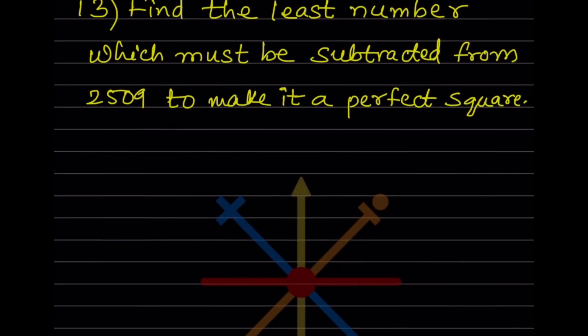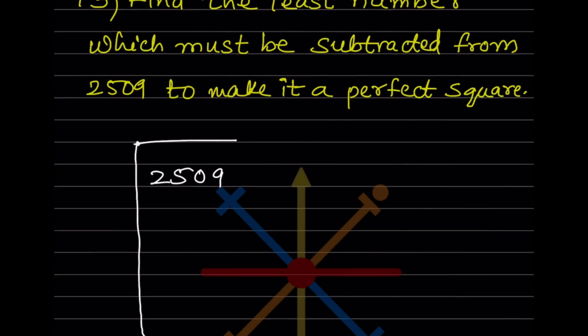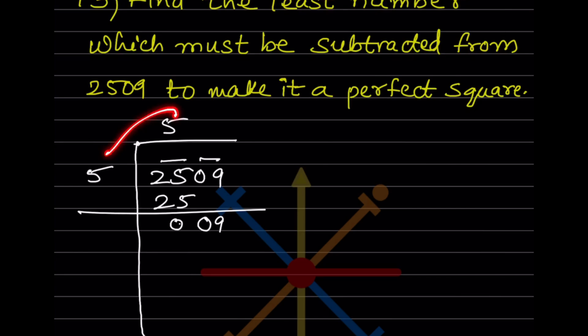Now here, find the least number which must be subtracted from 2509 to make it a perfect square. So now here we'll write 2509. We'll form pairs. So it is going to be 5 5s are 25. So this is going to be just 0 because this is 0, 0, 9. So here 5 plus 5 is going to be 10.